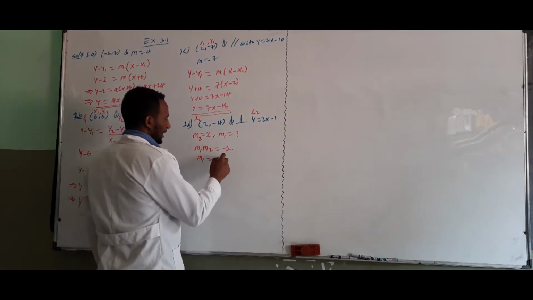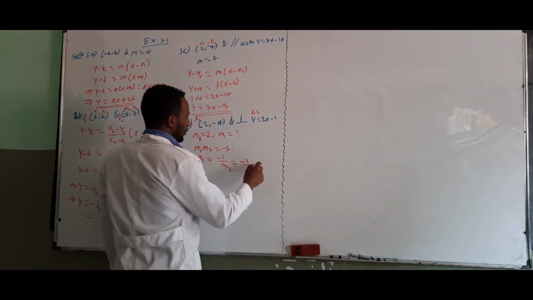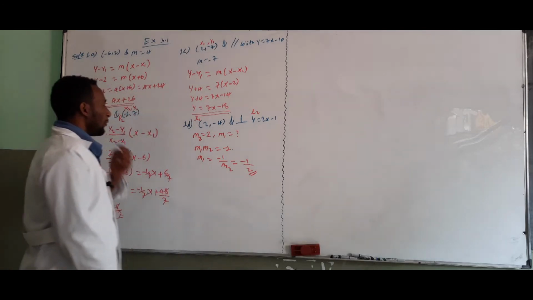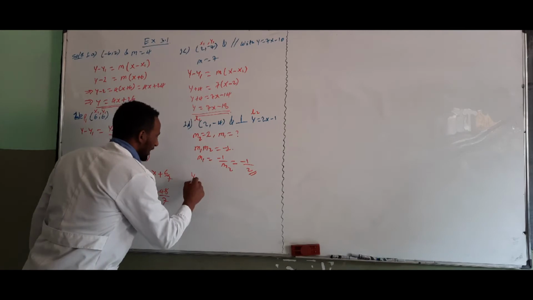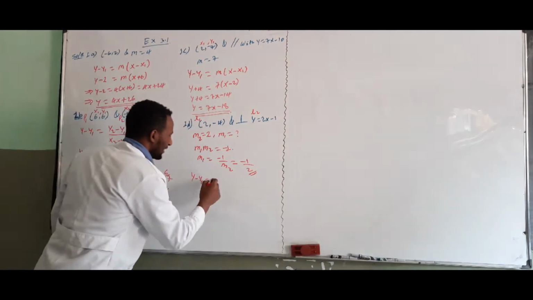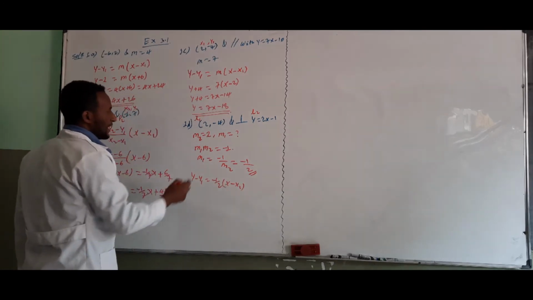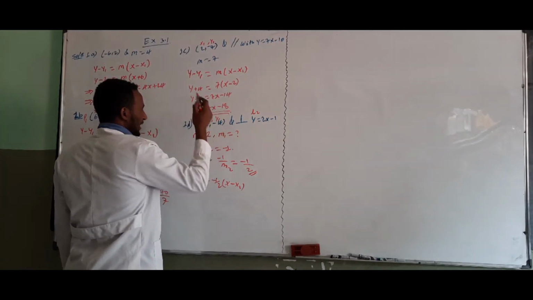Then m1 is equal to negative 1 over m2, which is equal to negative 1 over 2. This is the slope of the line that passes through these points. Then y minus y1 is equal to the slope of this line, negative 1 over 2, times x minus x1, where x1 means this one and y1 means here.